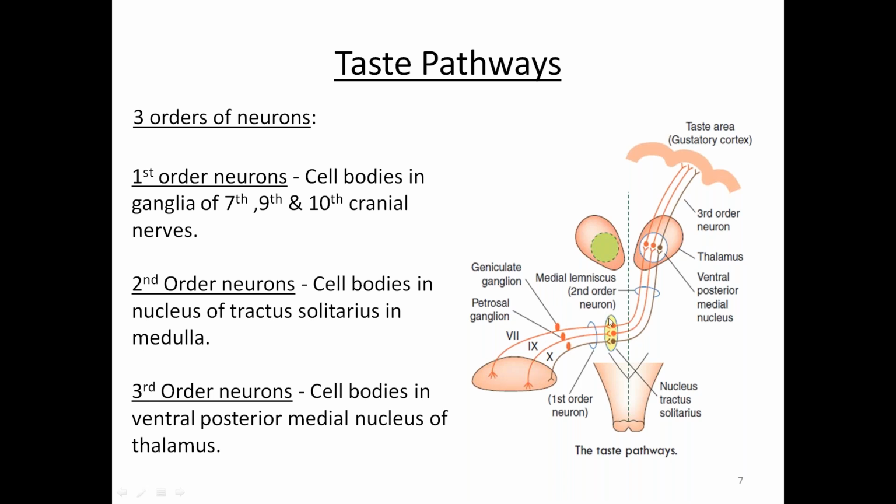in the nucleus tractus solitarius. Then from here second order neurons start, which cross the midline and their axons terminate in the ventral posterior medial nucleus of thalamus. Then from there itself, the third order neurons will start and their axons will project to your gustatory cortex. So this is broadly your taste pathway. Not too difficult, but very important.